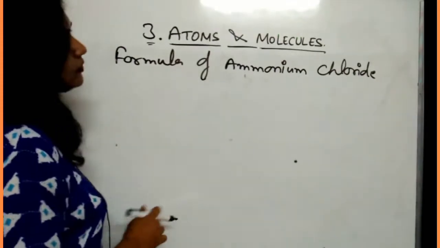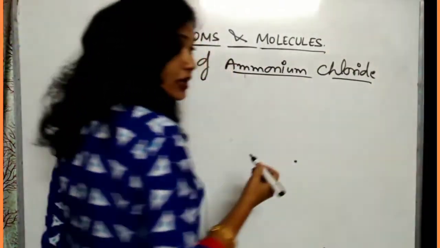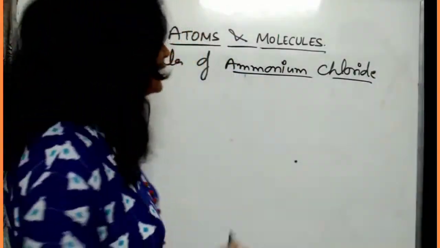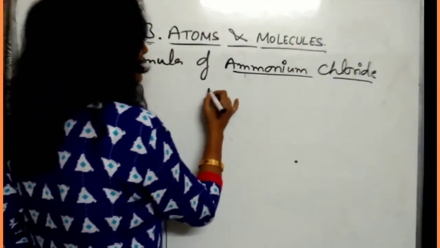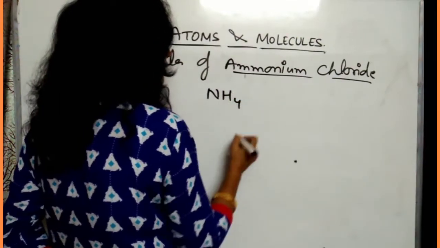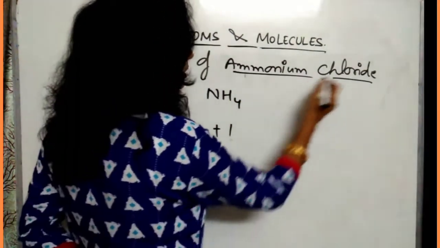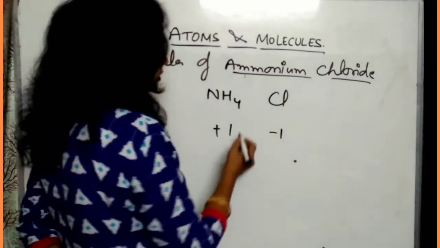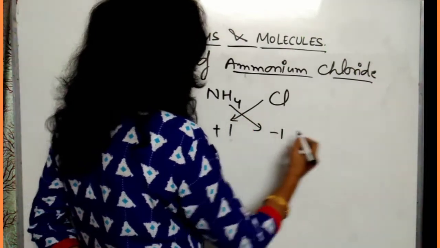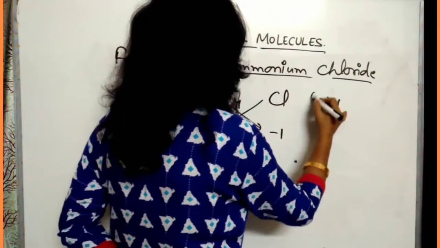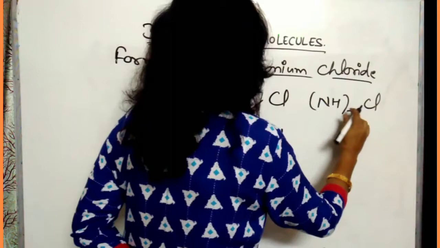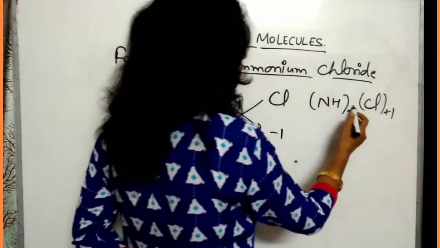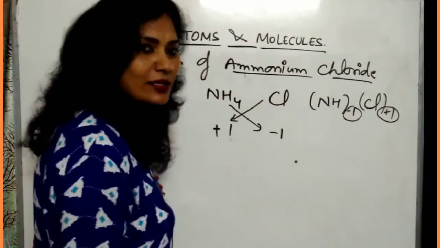Now we can write the formula of ammonium chloride. So what is the formula of the ammonium ion? NH4 positive. It means its valency is 1. Chloride Cl, its valency is -1. Okay, now what we will do? Cross over the valency. You will write NH4 -1 and chlorine +1. Now ignore 1 and ignore the plus and minus sign.